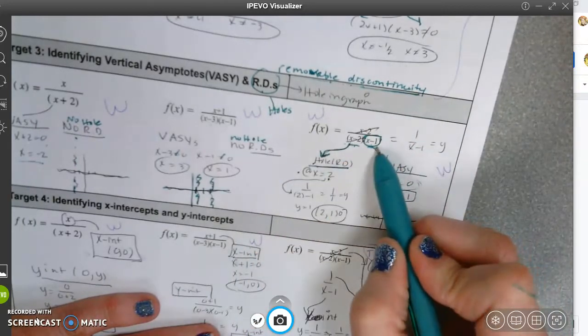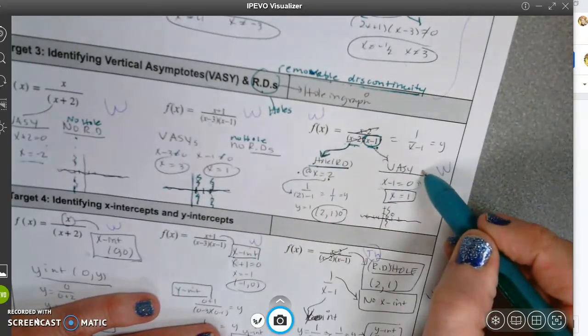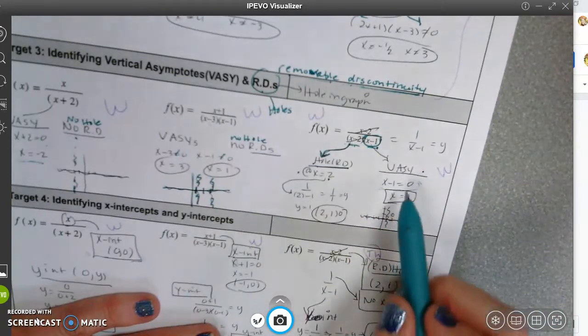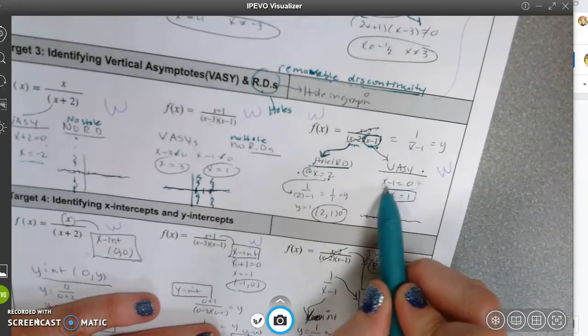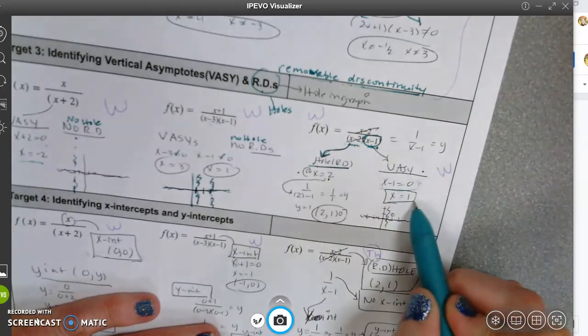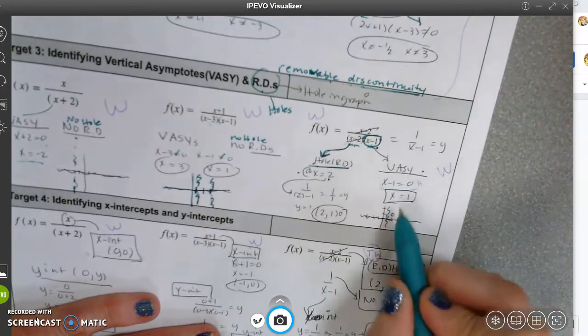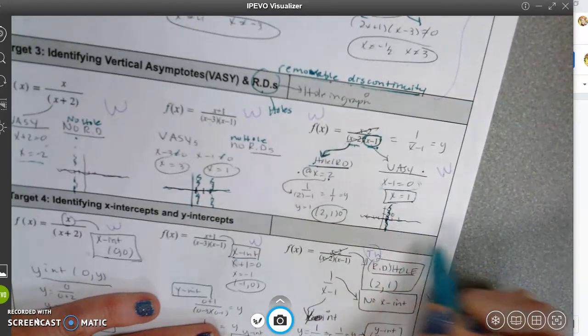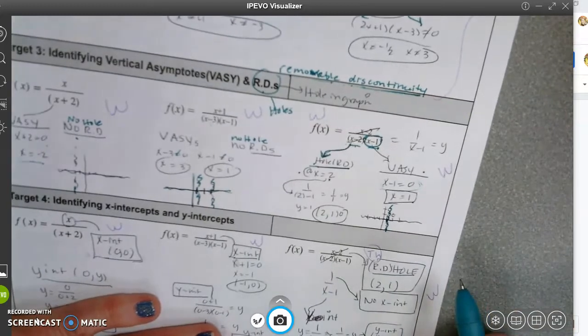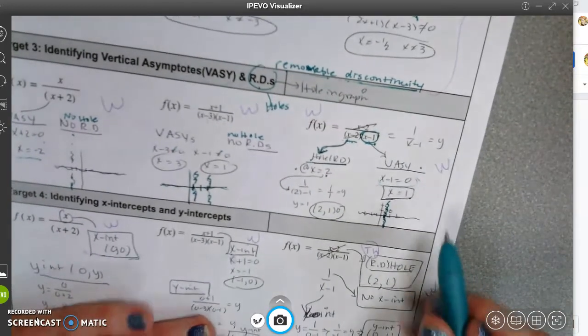The one that's left behind turns into your vertical asymptote. You're going to solve each one of them, but the hole's a little different. So let me finish the VA first. X minus 1 equals 0. That's going to be x equals 1. That means you go to the 1 on the x-axis, draw a squiggled line for an asymptote, or a dotted line, and that means you can't cross it and break it.